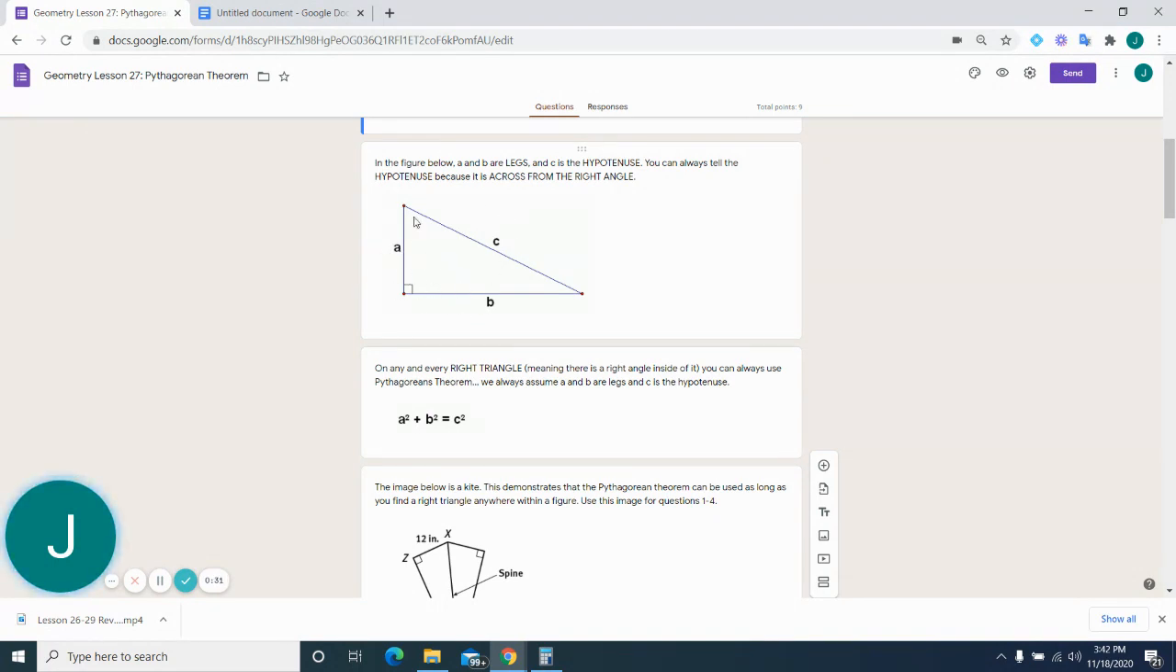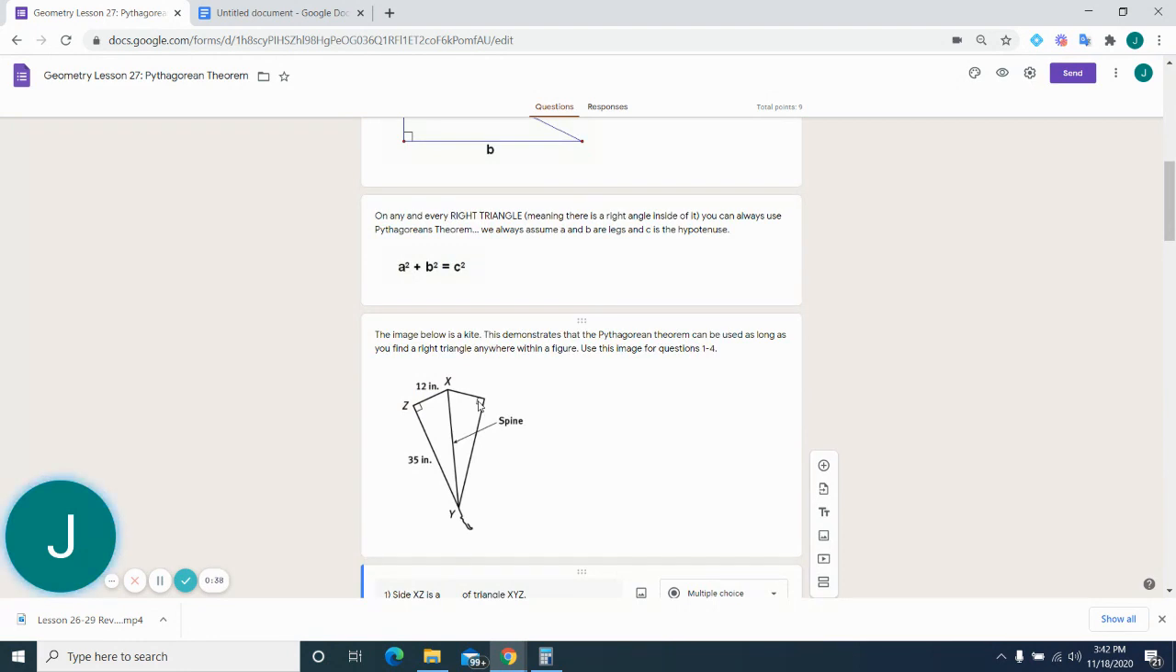The reason that the legs are where they are and the hypotenuse is where it is is because of where the right angle is. So when you get here, this is the right angle, so this is the hypotenuse, and these two are the legs. When you go here, these are the legs right here, and then this is the hypotenuse.